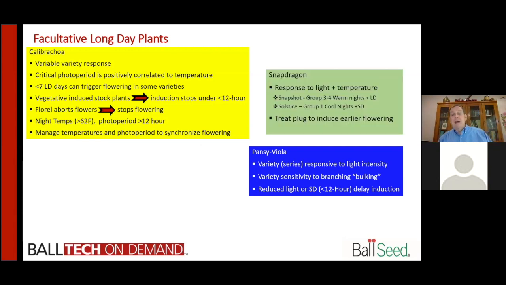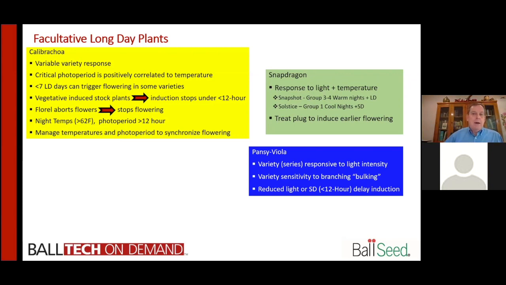Let's talk about snapdragons. This is probably one of the most common questions we get. Why are my snaps flowering so late? I plant them sequentially, but they're not. These are long day plants. The Snapshot series is a good example of a summer flowering group 3-4 snapdragon that flowers under warm nights and long days. So if you grow Snapshot, you must put some long days on them and keep them warm in the plug stage so that you can induce them to flower.